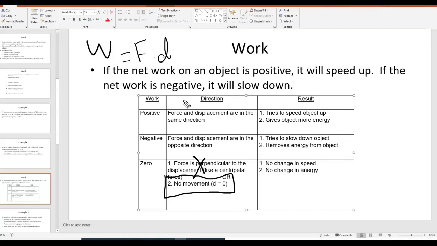But if an object does not move, that means there's no work being done. That means there's no change in energy either to or from the object. So keep that in mind. Pause it there if you need to look at that. Let's do another quick example.